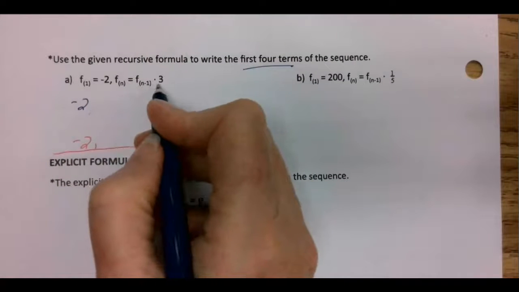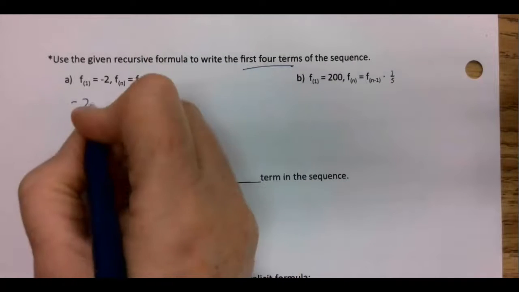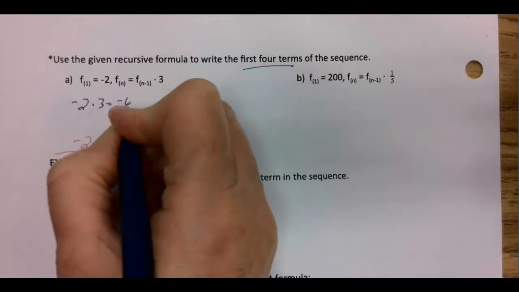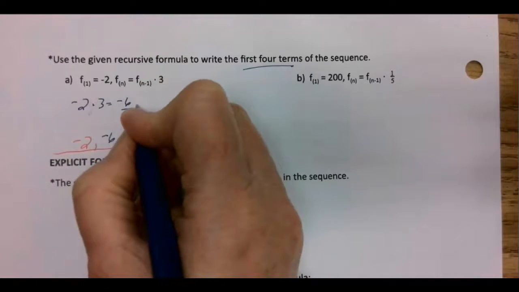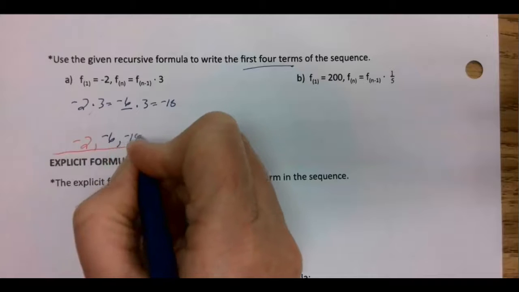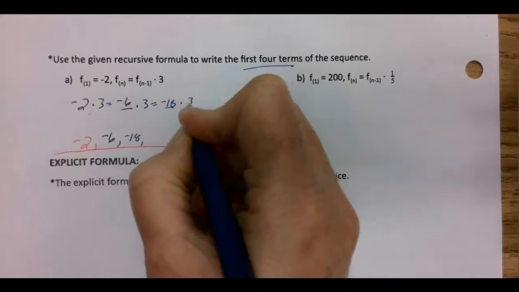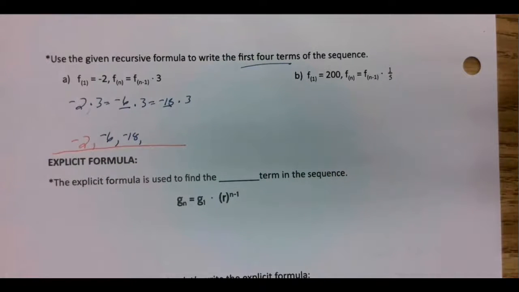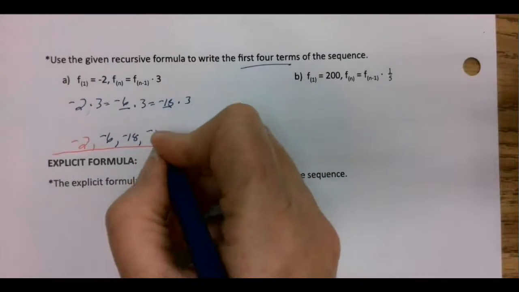What I like to do is just follow what it says. It says you're going to keep multiplying by 3. So multiply by 3, and I get -6. Multiply by 3, I get -18. Multiply by 3, I get whatever 18 times 3 is. And I get a -54.